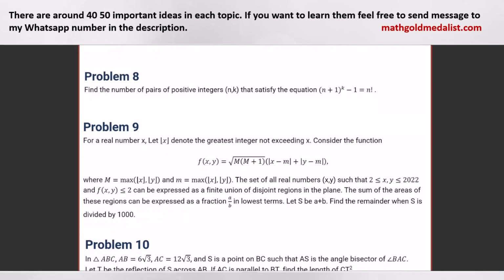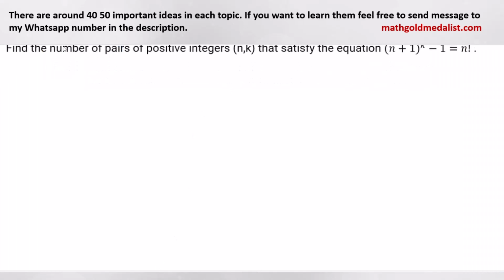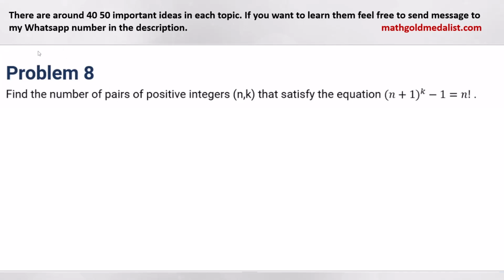Okay, it was problem 7. Now, let's try problem 8 from number theory. It says find the number of pairs of positive integers n, k that satisfy the equation (n plus 1) to the k minus 1 is equal to n factorial. Okay, for this problem, we can use small examples. Now one thing, here it is n plus 1, here it is n factorial.